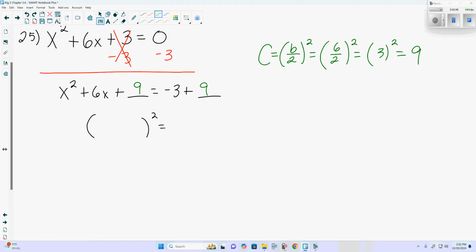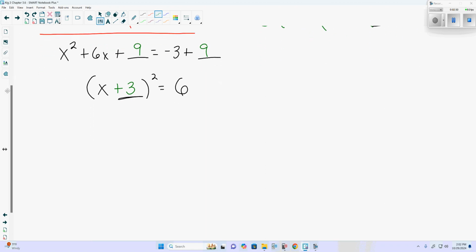Now when we factor, we have x, and the number that goes in here with x is the number and sign we have before we square it, which would be our plus 3. So that's where I think you were getting those two flipped. Does that make sense? Yeah. Now the other side, negative 3 plus 9 is 6. Questions on this so far?